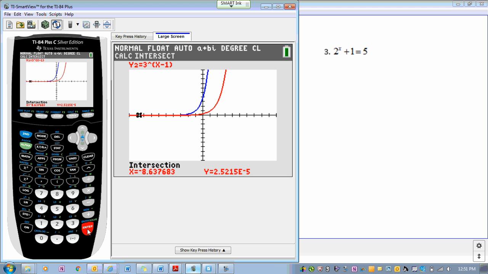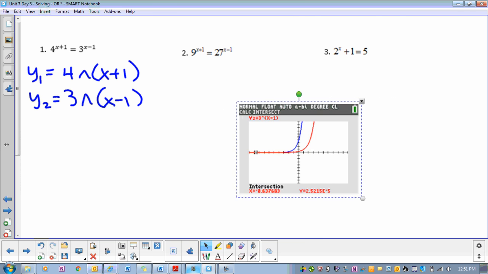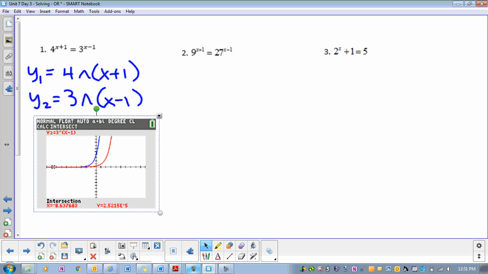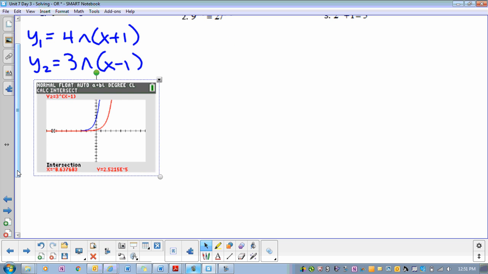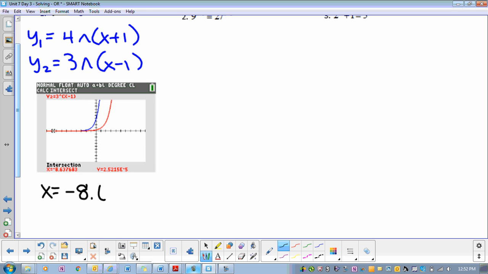Negative 8.637 or 8.638. Did you get it? All right. And your calculator will actually take you right over to that intersection. So x equals negative 8.638. All right.